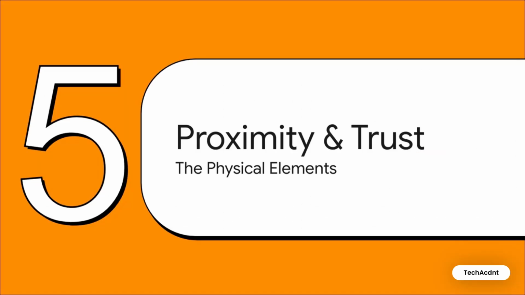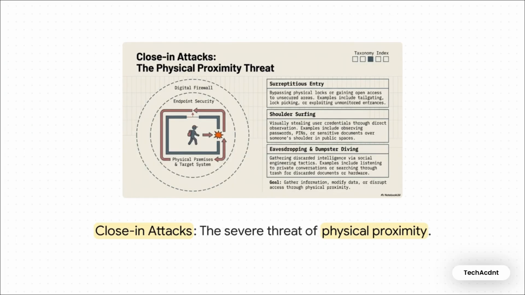Next up, Section 5, proximity, trust, and distribution, focusing on the physical elements. Here's a scary thought. You can have the most expensive, multi-million-dollar endpoint security system in the world, right? But if an attacker physically walks past your firewall and right into your office building, the whole game changes. This is the human element. It's called a close-in attack. It could be tailgating through a secure door, literally shoulder surfing to watch an employee type their password, or something as shockingly low-tech as dumpster diving for old hard drives. The threat vector here is pure physical proximity.